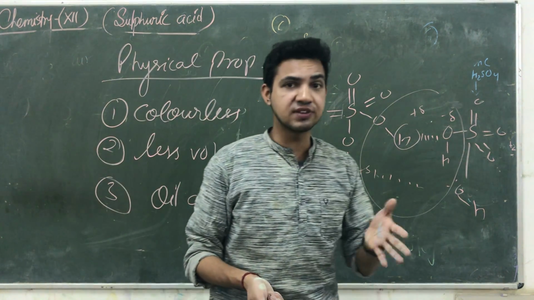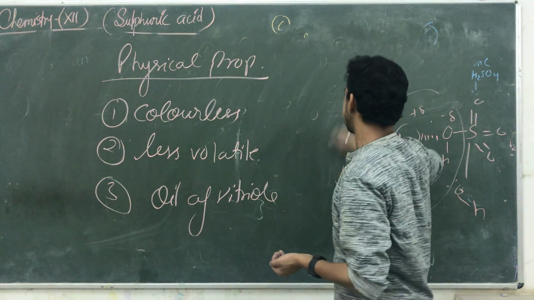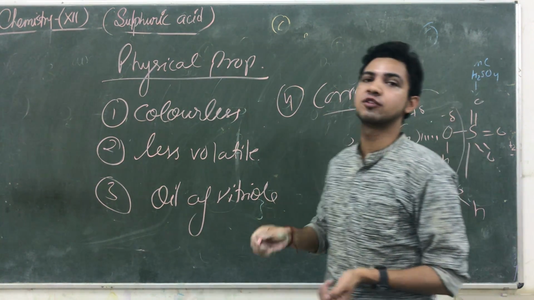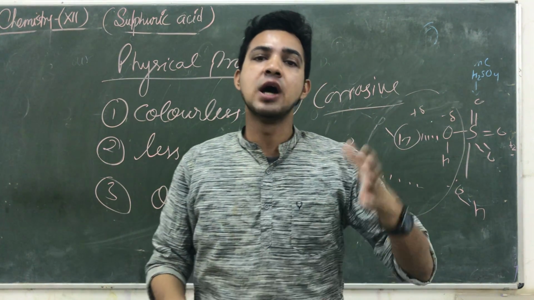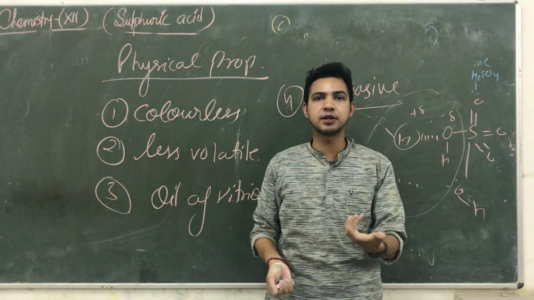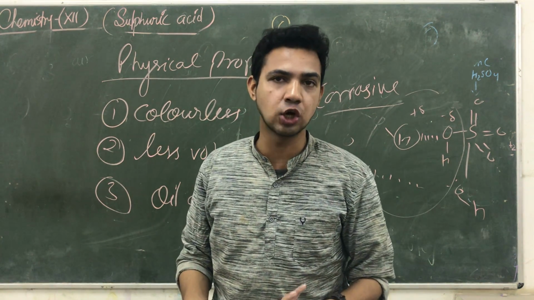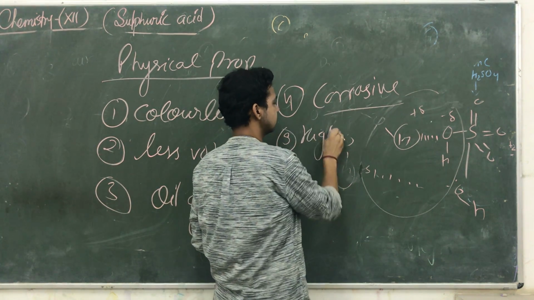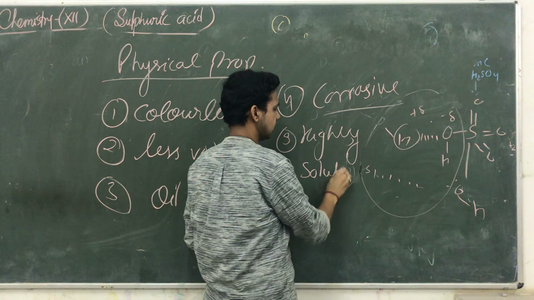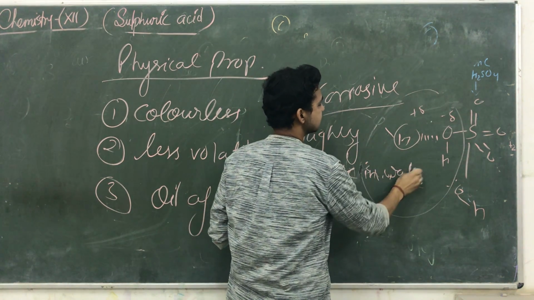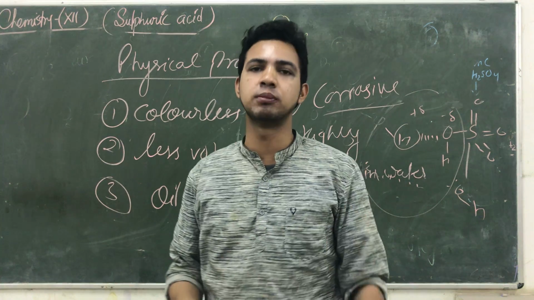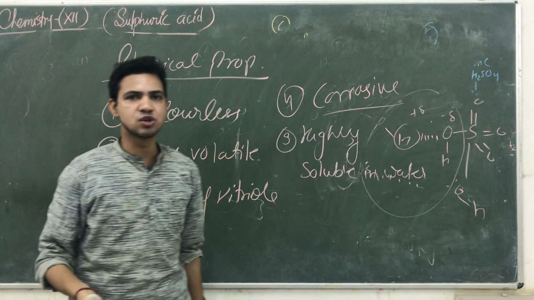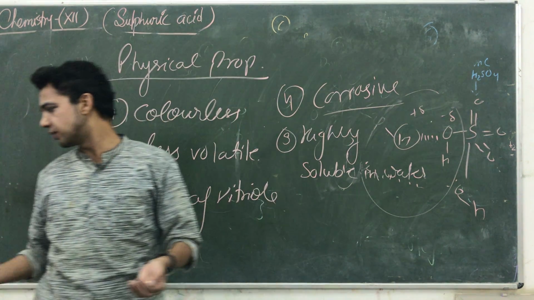The next property: it is highly corrosive in nature. Corrosive means when they come into contact with your body or any object, they cause burning. If any acid comes in contact with your body, it will cause burning. What about its solubility? Highly soluble in water. It is the most soluble in water, because of the formation of intermolecular hydrogen bonding. That's why sulfuric acid easily dissolves in water. So these are the physical properties.